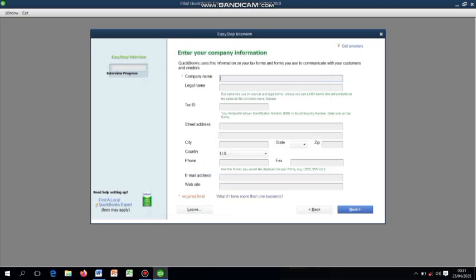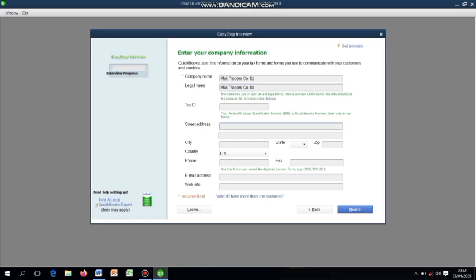So I'm going to say Mark. It's Mark Traders Company Limited. So I will easily copy this name and I'll paste it here to the legal name. I don't have a tax ID because it's not given.